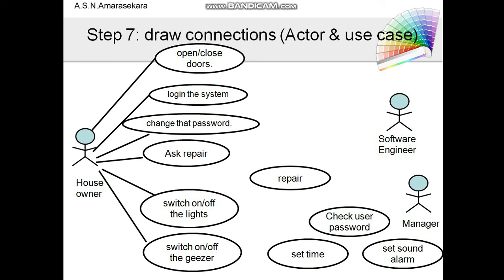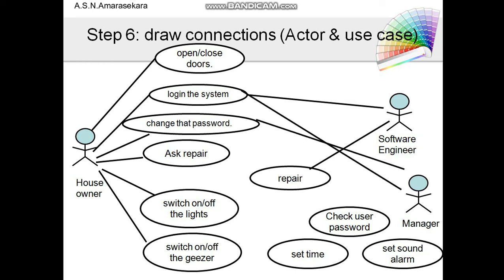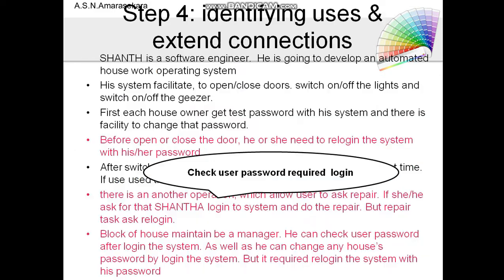We are going to consider the software engineer. He can log into the system and repair the system. Finally the manager, he logs into the system, changes the password and checks others' passwords. That is the end of the use case actor relations.